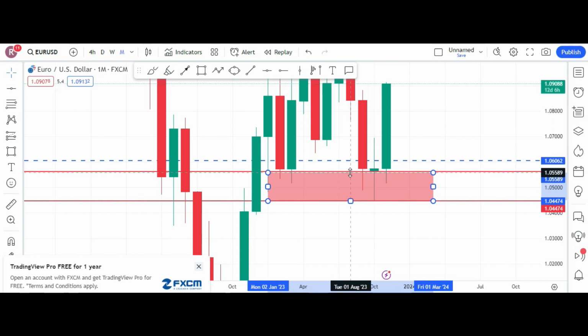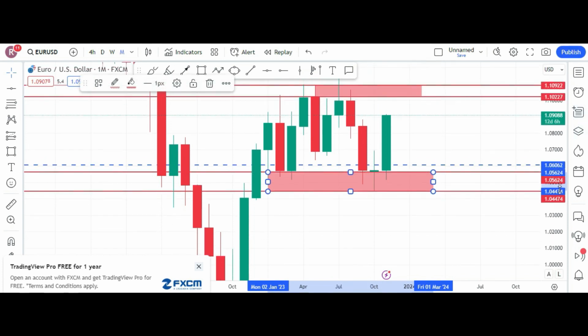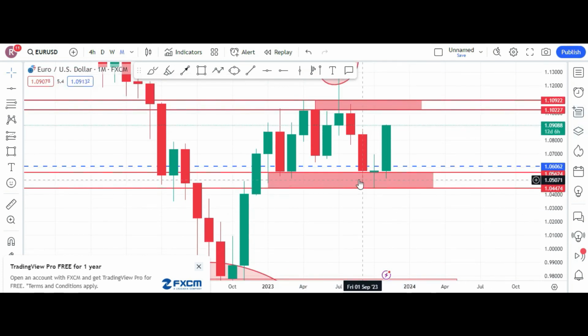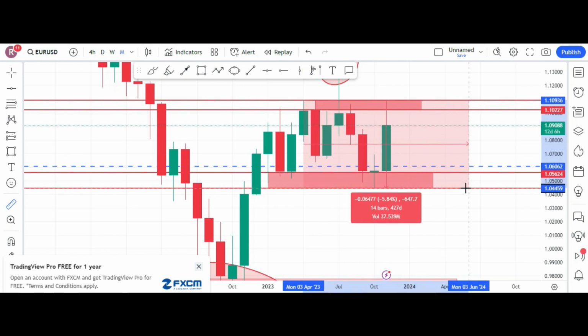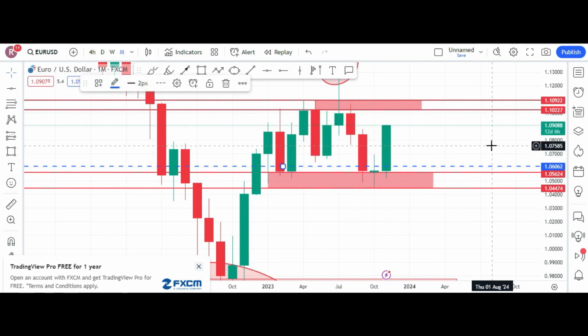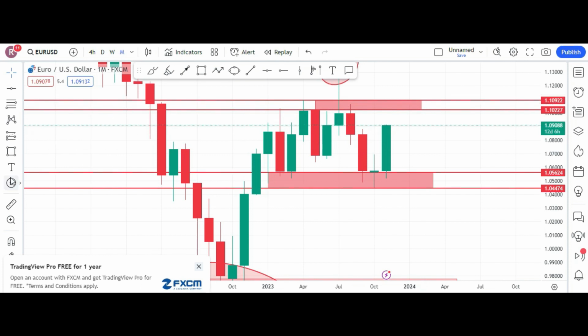So this is the range. Now if we measure the half of it, what is happening? We can see clearly that the current month has crossed the 50%, rather already reached 75% of the total range. So this is the monthly analysis at the moment.